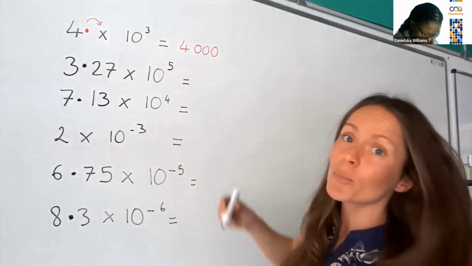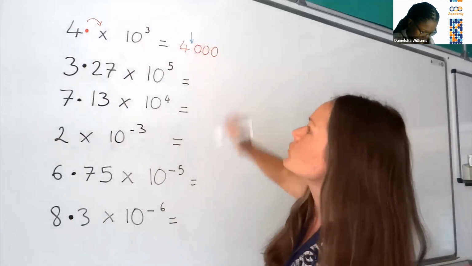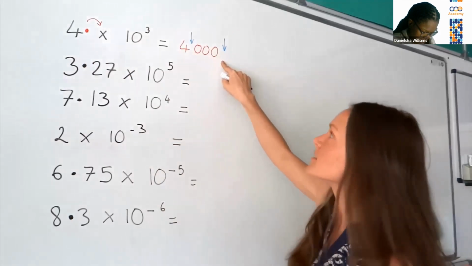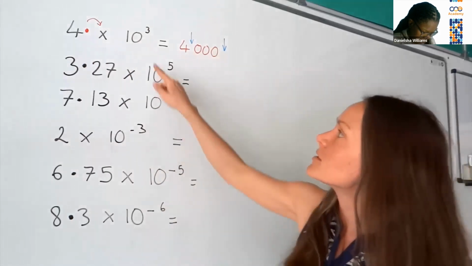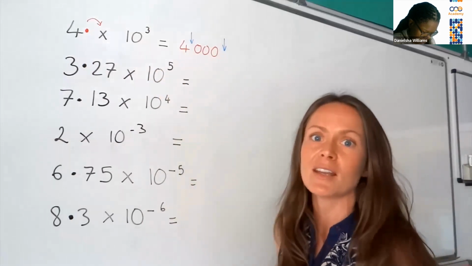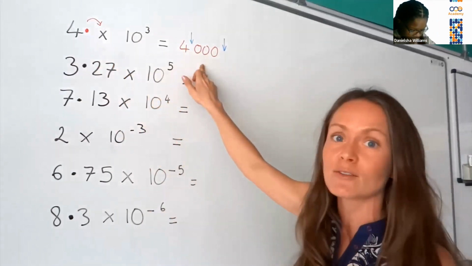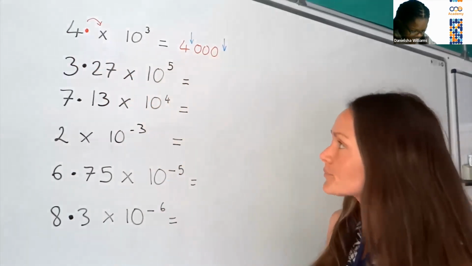Now you should be able to see that the decimal used to be there, now it's there, so it's moved 3 places. This makes sense because 10 cubed is 10 times 10 times 10, which is 1,000, and 4 times 1,000 is 4,000. So that's the first one done.